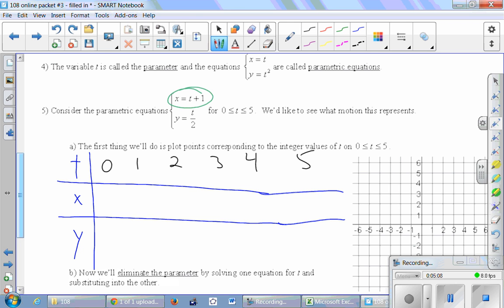So apparently x is always 1 more than t, or t plus 1. So if you plug 0 in for t, you get 0 plus 1. Plug 1 in for t, 1 plus 1 is 2, 3, 4, 5, and 6.